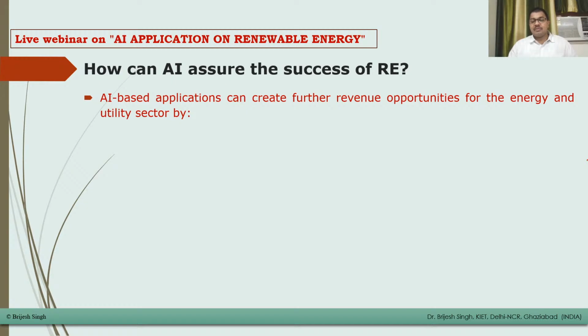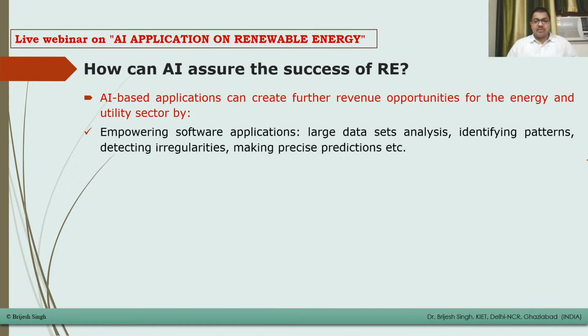So AI also helps in financial things like empowering software applications, large data set analysis, identifying patterns, detecting irregularities, making precise predictions, etc. These are related to big data handling problems. On the basis of these activities, we can generate revenue optimally. We can economically operate the entire grid, or all the individual generating stations or demand stations, by which we can maximize revenue in the power sector using AI.